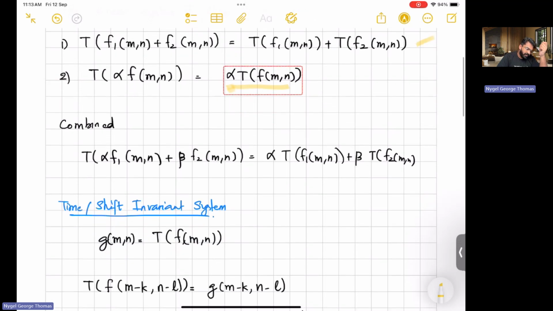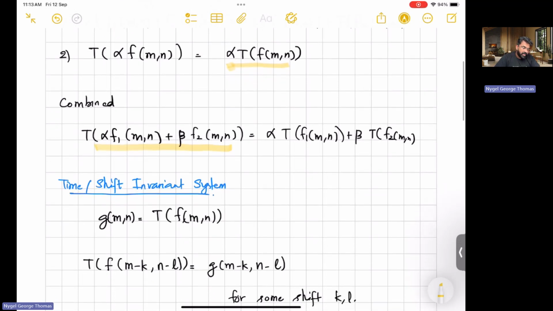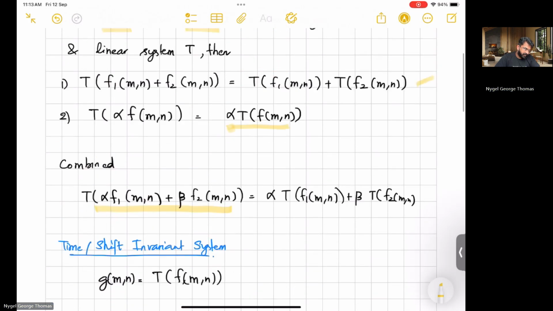We can combine both these properties together and write it like this: T of alpha f1 of m,n plus beta f2 of m,n equals alpha times T of f1 of m,n plus beta times T of f2 of m,n. This is the general condition which we have to check whenever we want to know whether the system is linear or not.